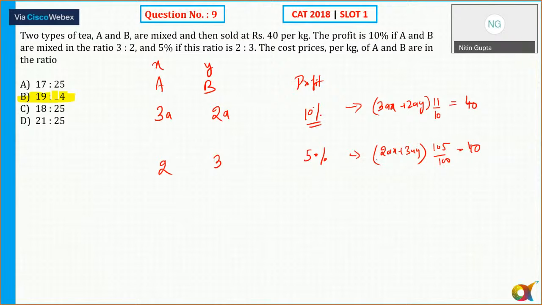So can we move to the next part if this is clear to all of you? Please respond. All right. So let's move to the next question now.